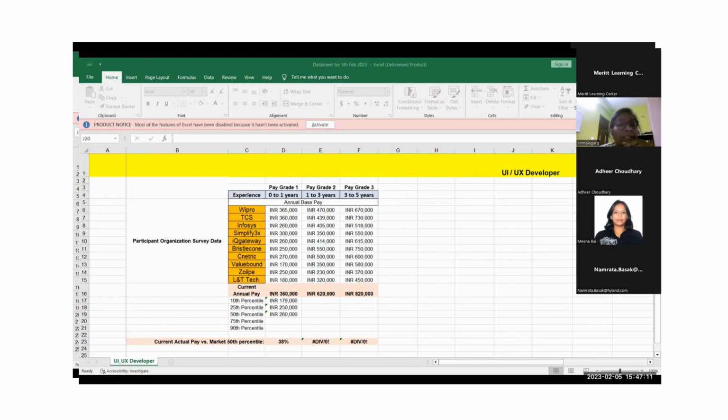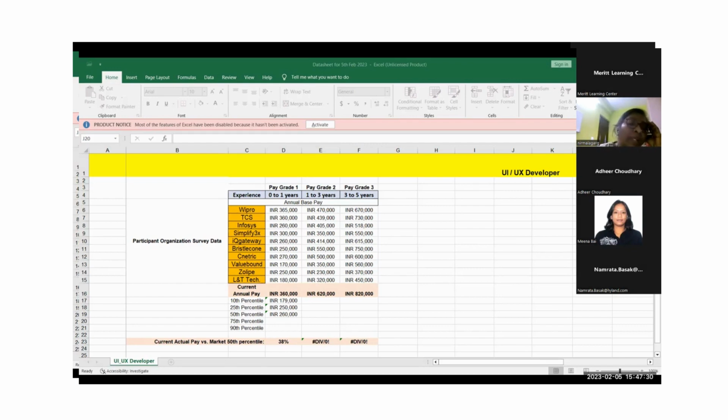Now, my current salary, if you notice, at pay grade 1 is 360. At pay grade 2 it is 620, and at pay grade 3 it is 820. Got it? I've already calculated this in the sheet.